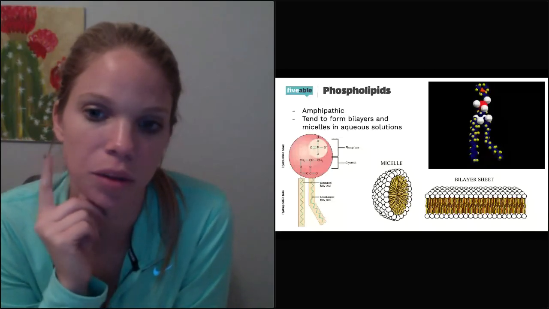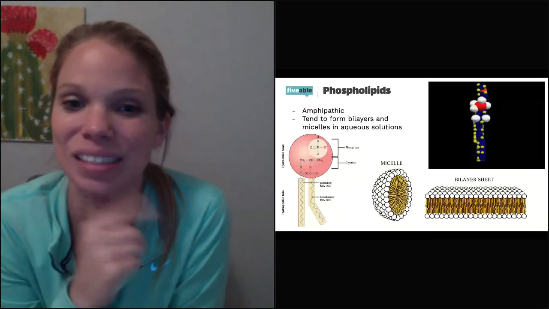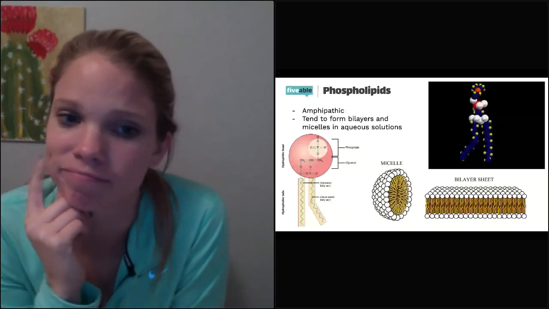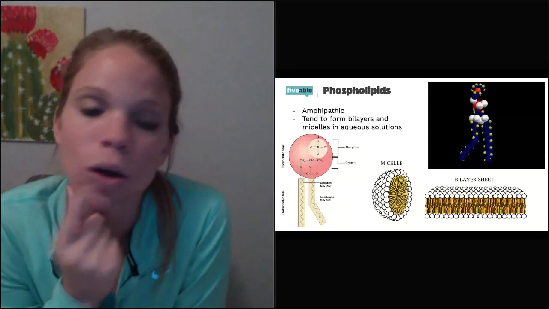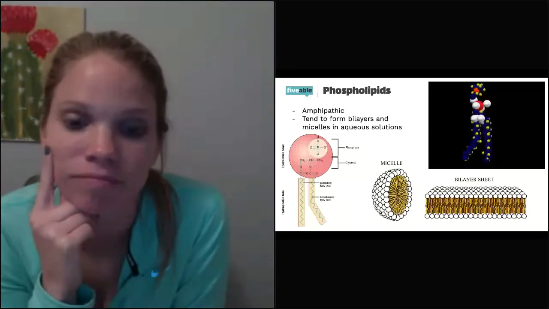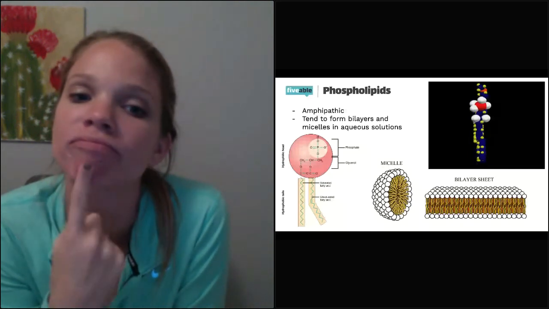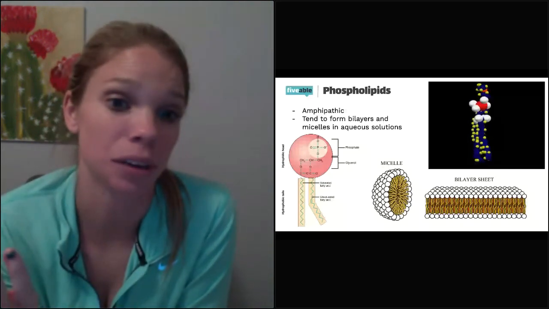Which part of the phospholipid is the polar part? The head. Very good, Sandra. What molecule is it in there that's making it polar? What molecule is making the head polar? Or element, if you want to list the element.